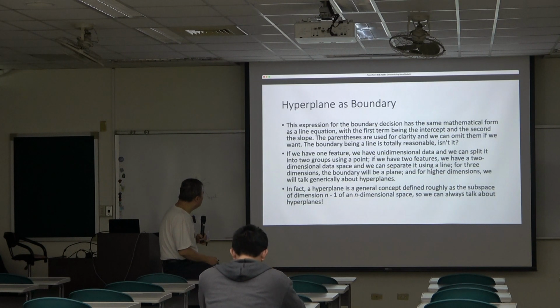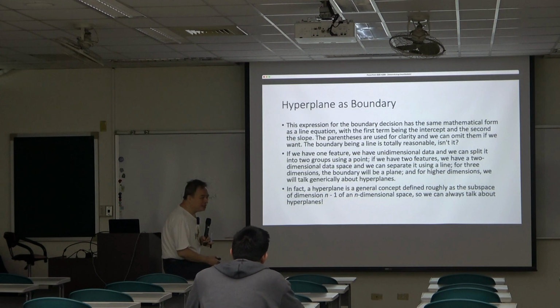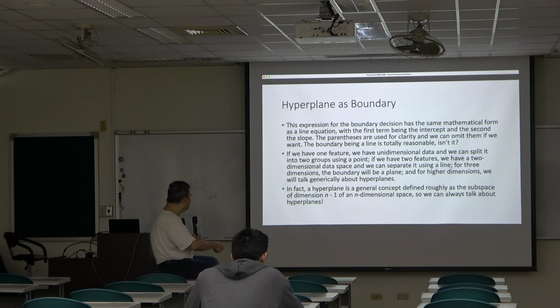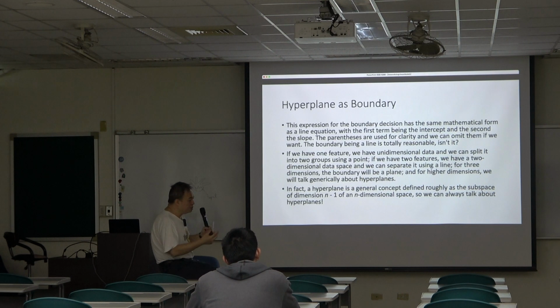So if you try to extend it to n features, you will find that the boundary will be an n minus 1 linear formula. It will generally be a hyperplane. If you consider one dimension, or one feature, its hyperplane is a point. If you consider two dimensions, two features, the hyperplane is going to be a line, which makes sense.